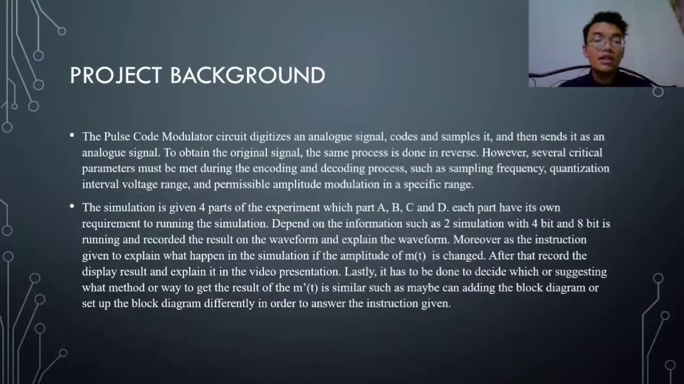This simulation is given four parts of experiment, which are part A, B, C, and D. Each part has its own requirement for running the simulation, depending on the information given. Two simulations with 4 bits and 8 bits are run and the results recorded on the waveform, and the waveform is explained. Moreover, as the instruction says, explain what happened in this simulation if the amplitude of MT is changed. After that, record the display result and explain it in the video presentation.